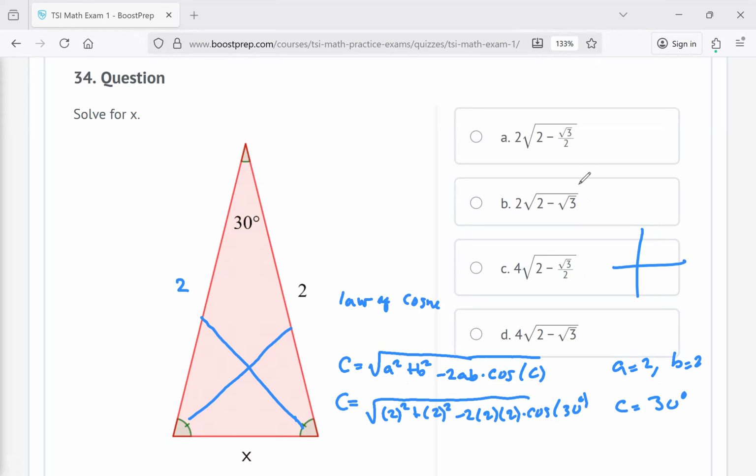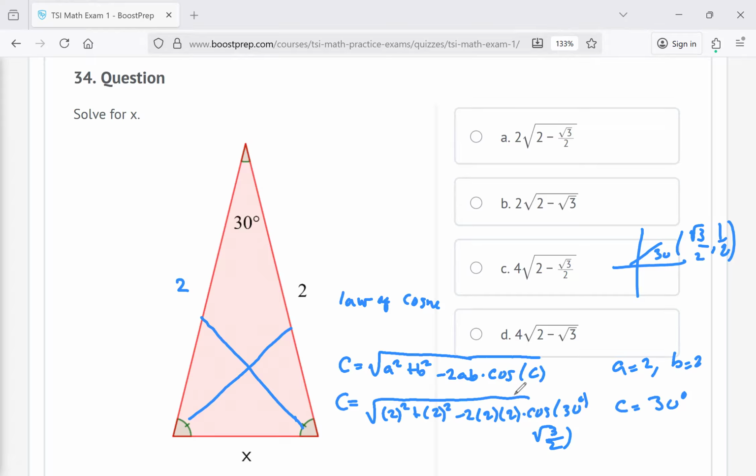As you can see, the choices are not decimals, so we can't just use that. What is the cosine of 30? No, I was wrong. Cosine of 30 is not 1/2. Here's 30. It has an x coordinate of radical 3 over 2 and a y coordinate of 1/2. So cosine of 30 is radical 3 over 2.